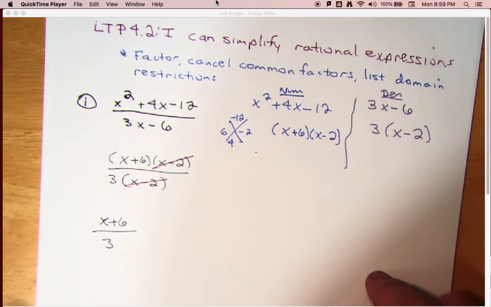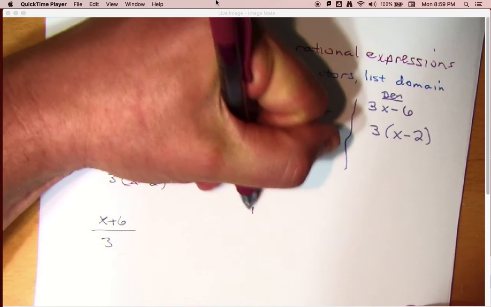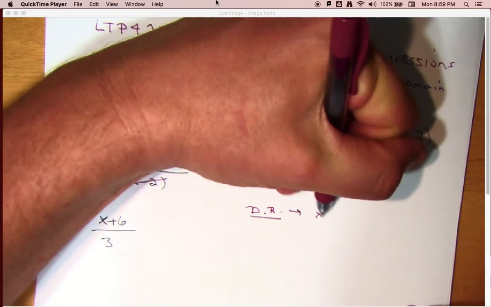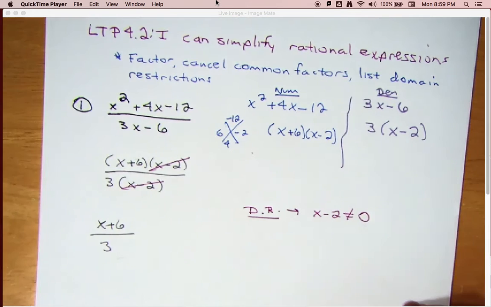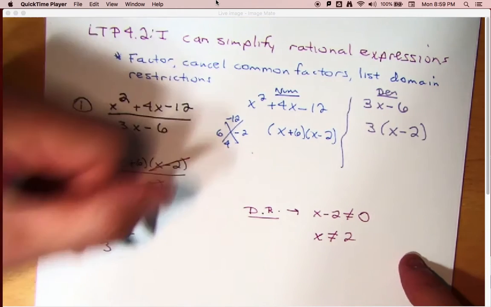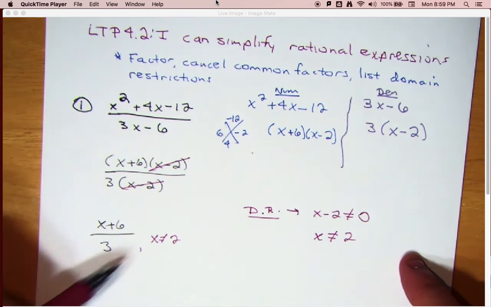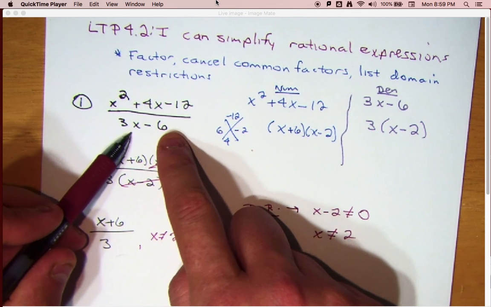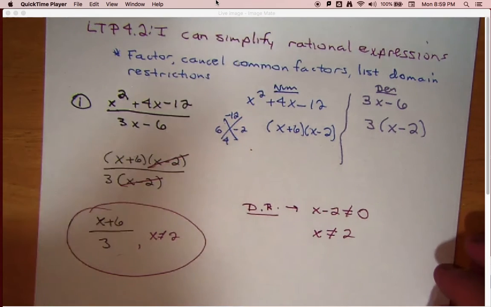And so our domain restrictions, we have to look at what we canceled out. So for our domain restrictions, I'll call that D R, we got to take whatever we canceled, in this case the x minus 2, and we got to say cannot equal 0. And we solve that. So x cannot equal 2. I just added 2 to both sides. So I have to add this here. There's my domain restriction. And we put this restriction on it because if I plug 2 up in here, look at what happens. I'm at 6 minus 6, which is 0, which is bad math. And so there's our answer. Okay?